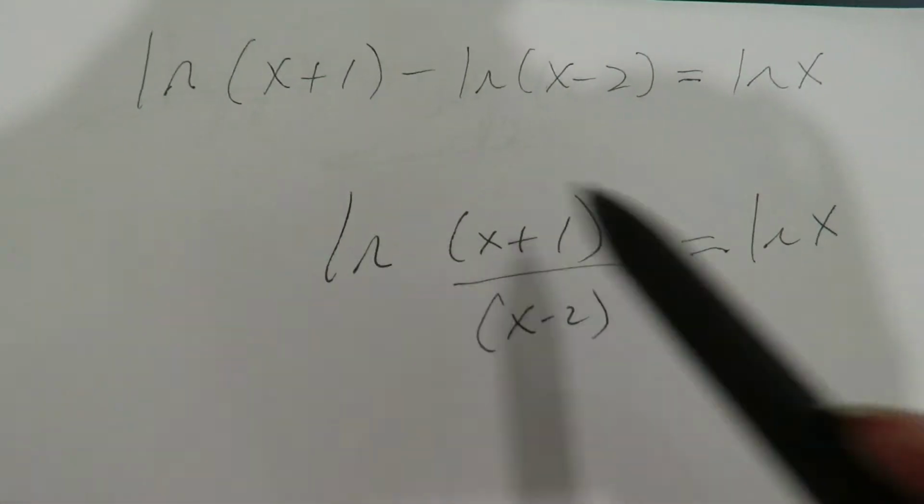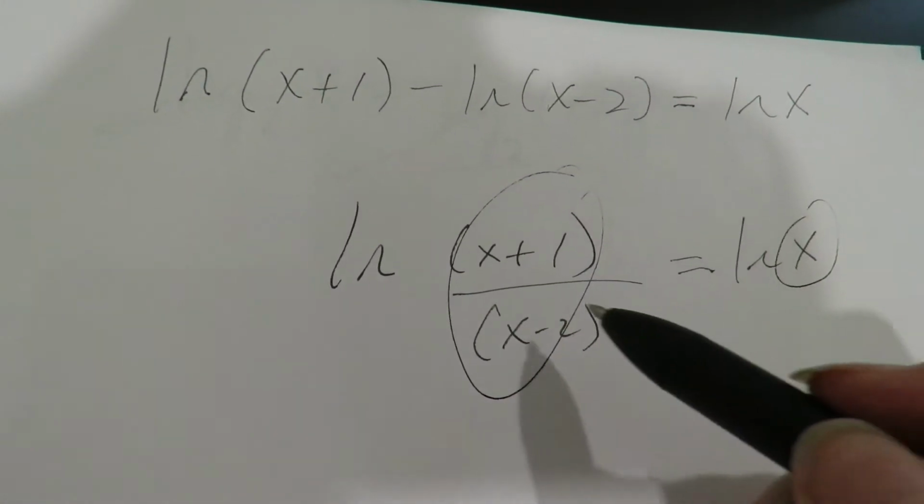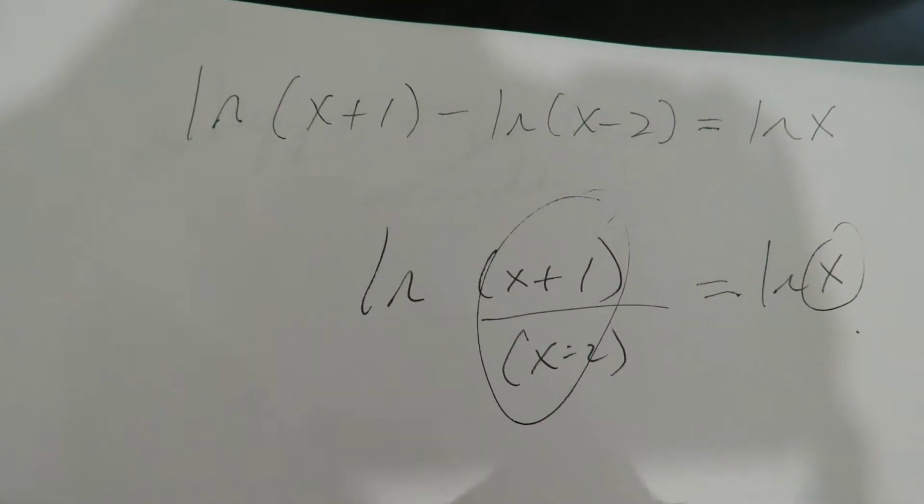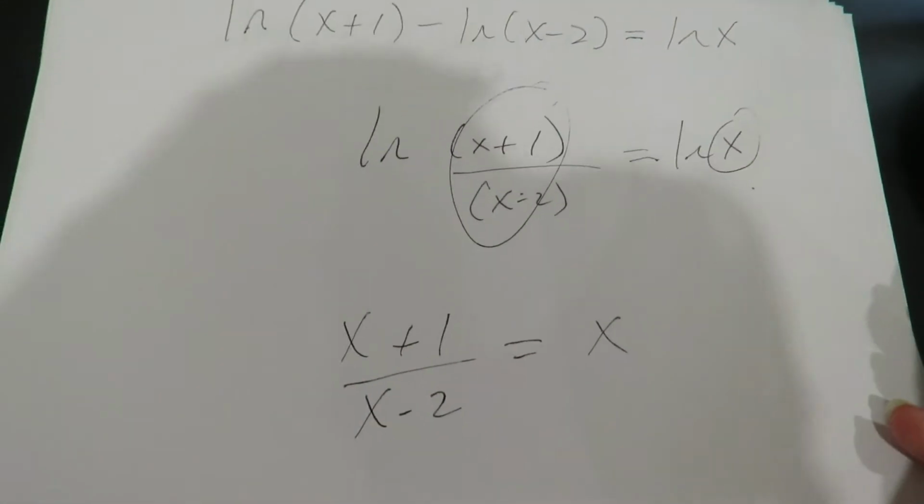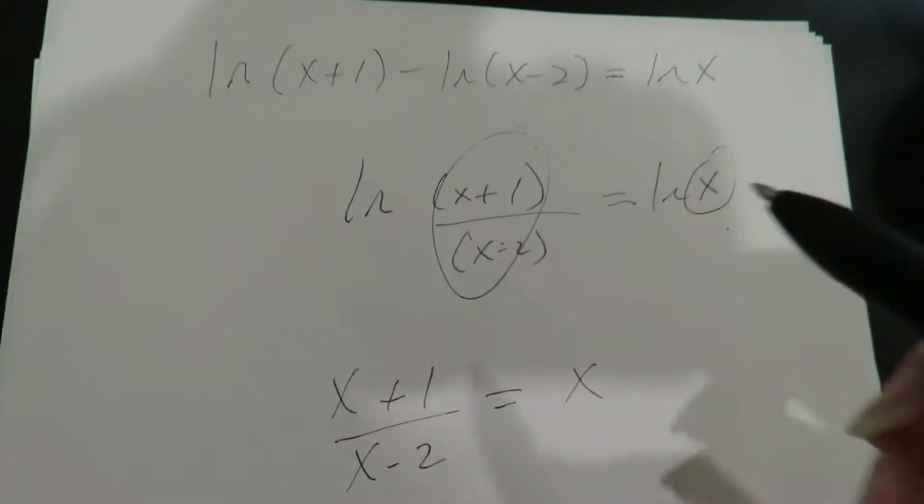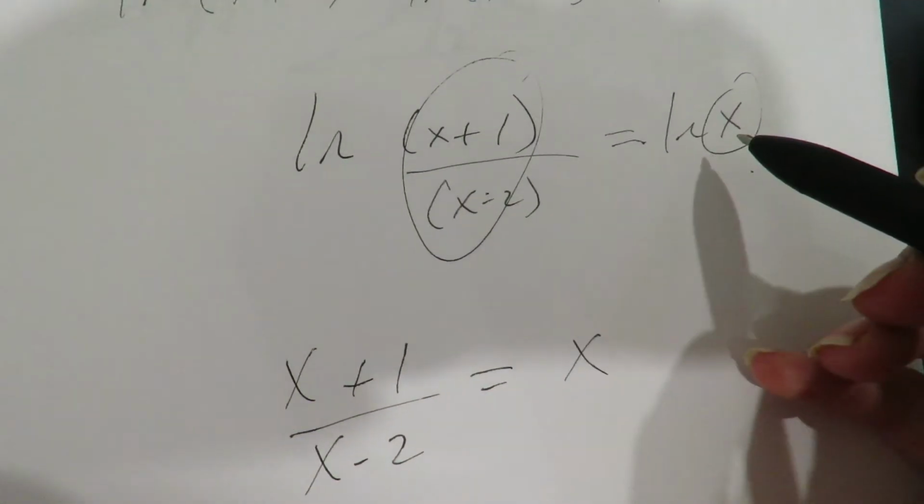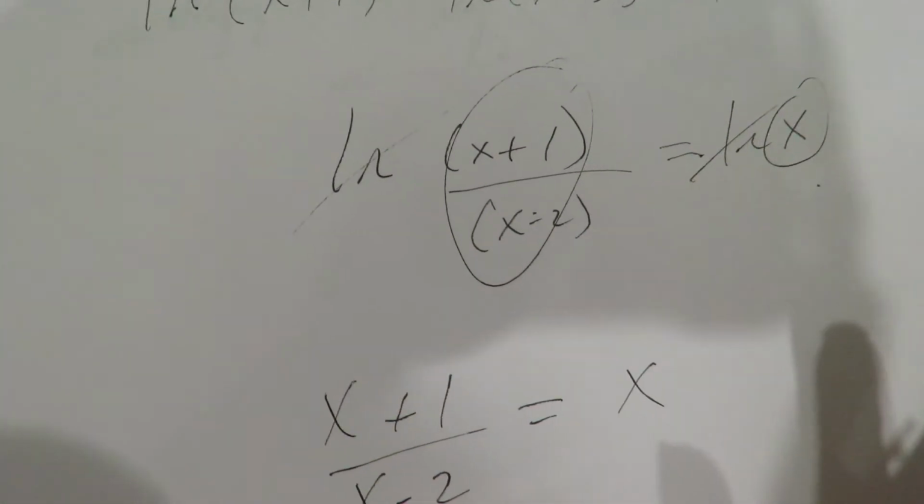All right, now there's a log on both sides, which means you're going to use the one-to-one property. It means this equals this: the inside of the left equals the inside of the right. And this is only because there's logs everywhere. Okay? It's not like any of the other ones I just did. So just like you can give a log to both sides, you can take a log away from both sides. It just has to be on both sides.